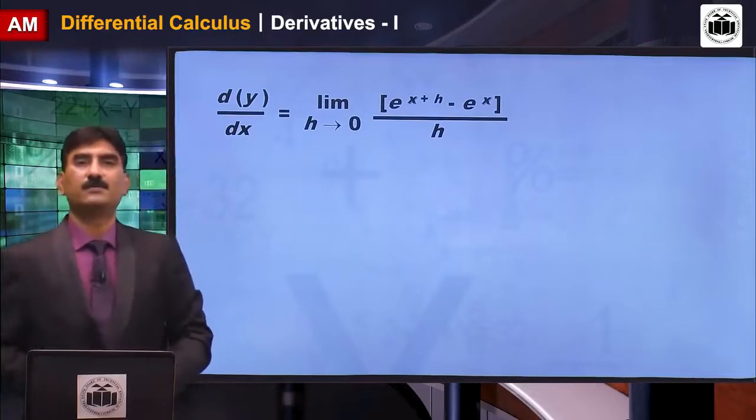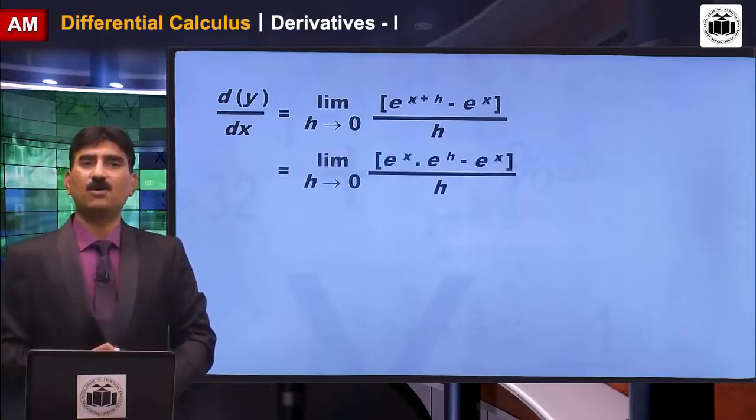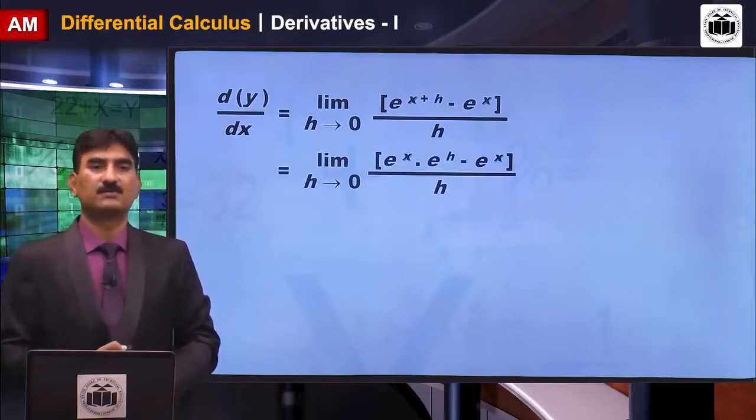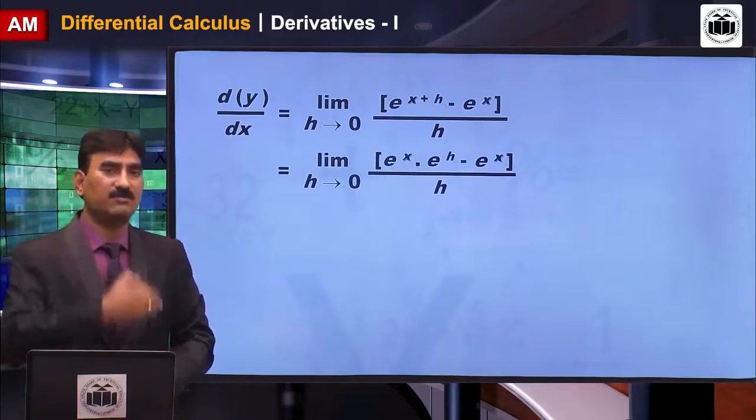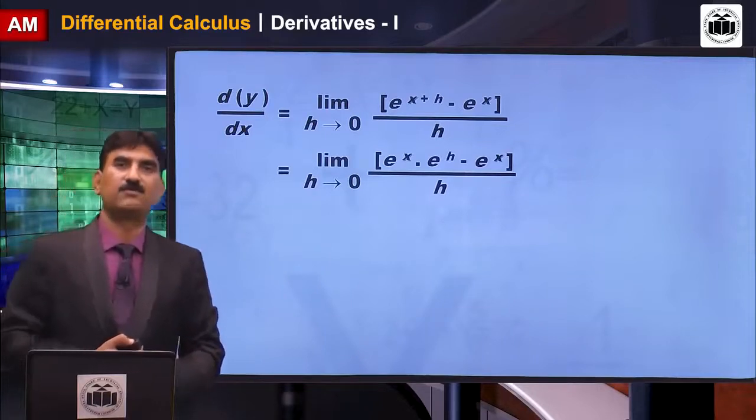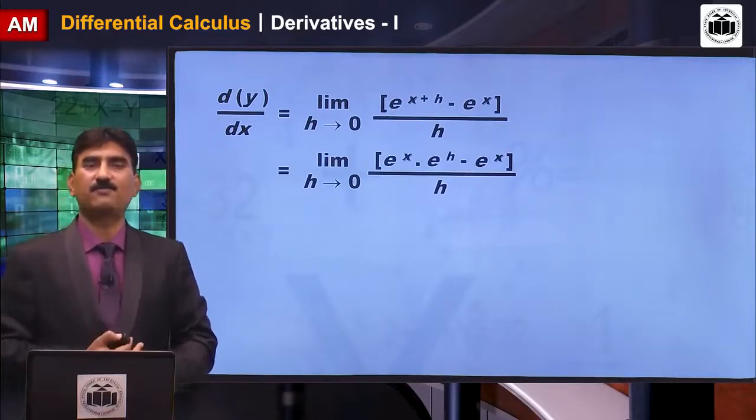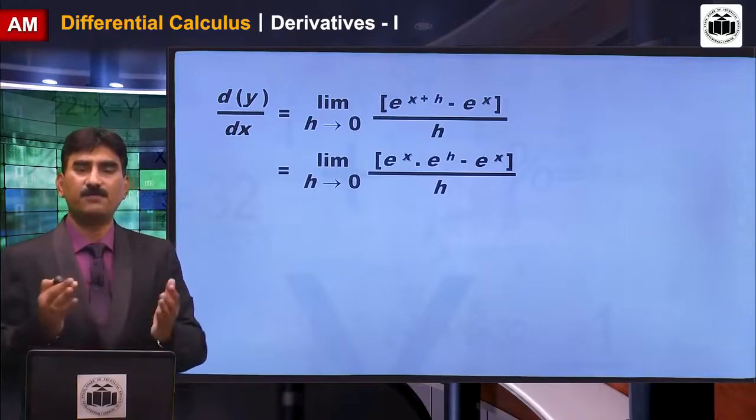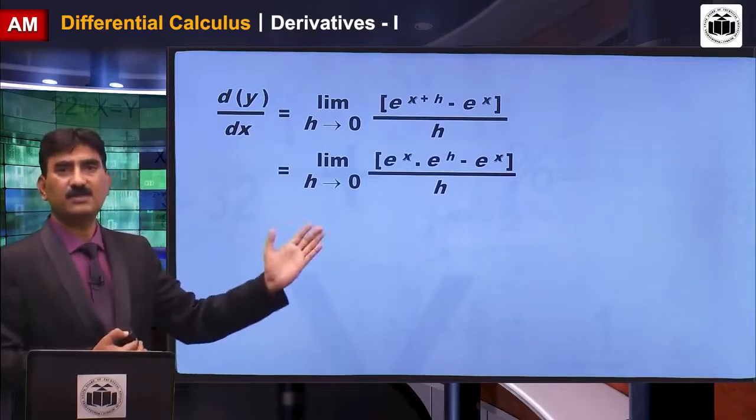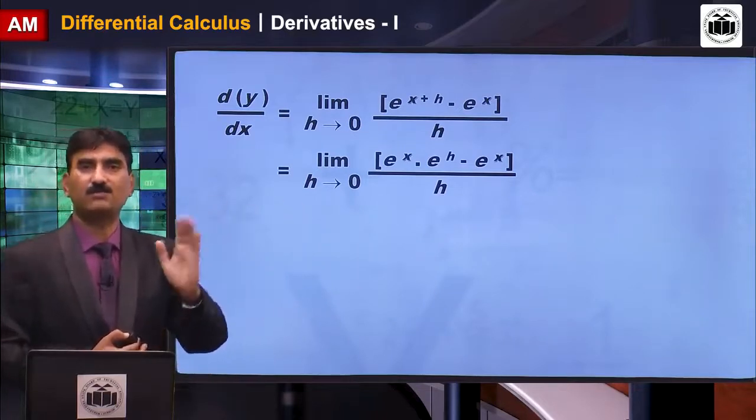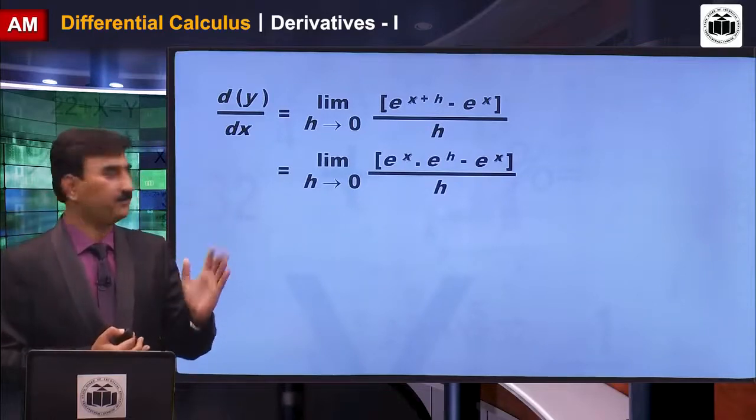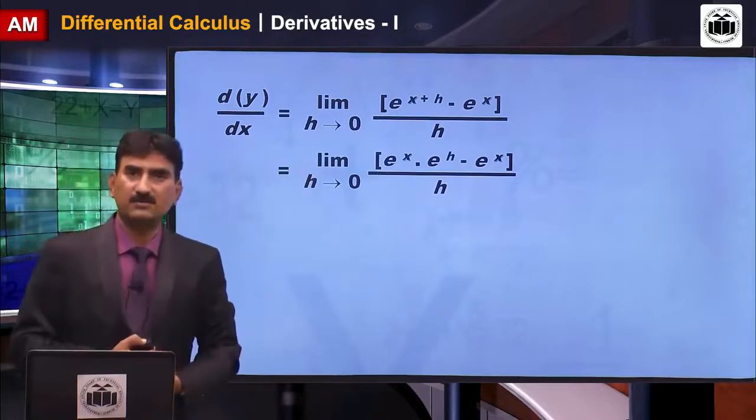Very good. Now by using the laws of indices, so all of you know what the laws of indices are. Which law of indices do we have to use here? Anybody tell me? Very good. When the index is in the form of addition or subtraction, you have to separate the index from the base. So here we separate e raised to x plus h into e raised to x into e raised to h. The meaning of e raised to x plus h and e raised to x into e raised to h is the same, minus e raised to x. Now what do we do?